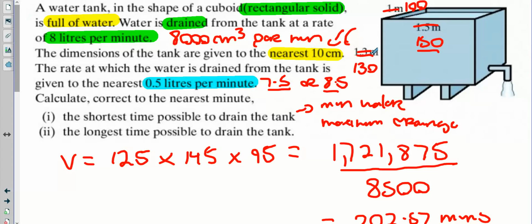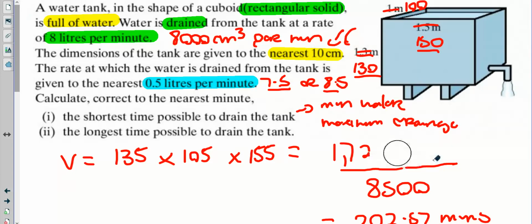Now, this time it's the exact opposite. Instead, we're going to make it as large as possible. So how do we make this as large as possible? 130 turns to, 100 turns to, and 150 turns to. Okay, now put that into your calculator and let me know.